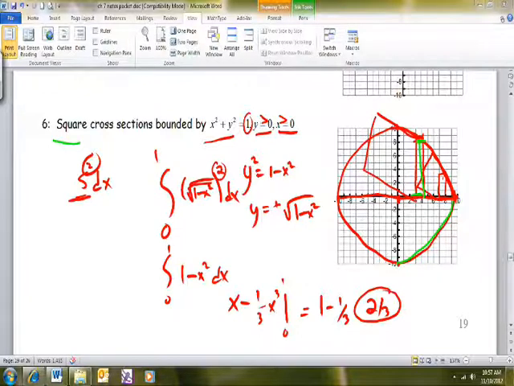So as far as the cross sections go, you want to write down your formula for whatever you're looking at. Semicircles is the only one you really have to be careful about, because for the semicircle, the radius that you have is not your function. The function ends up being the diameter. But for something like a square or a rectangle, the side is just your function.